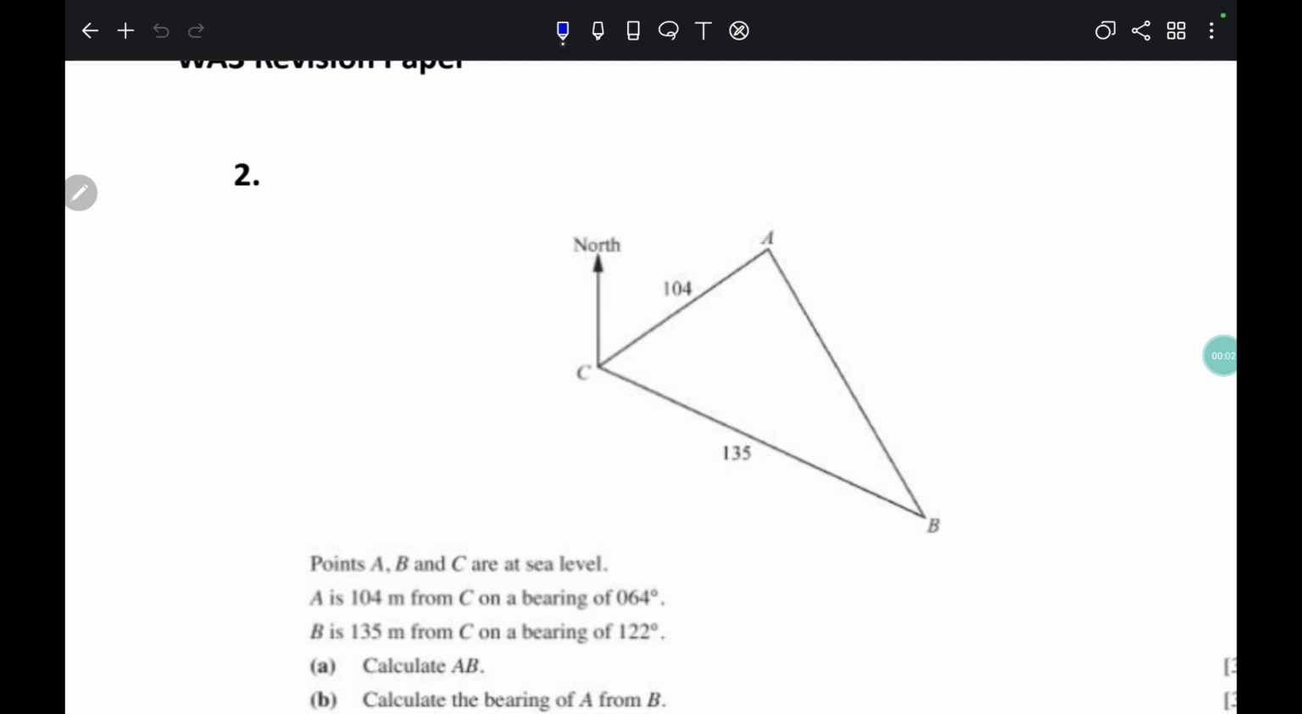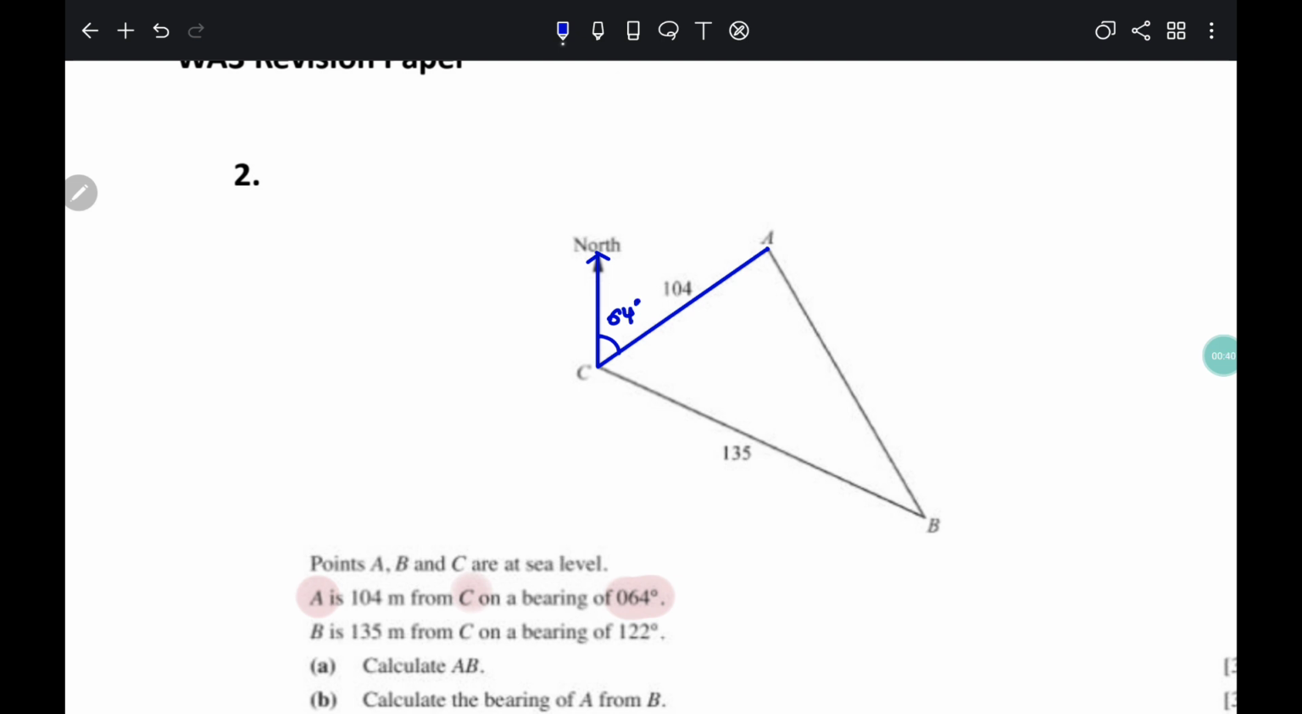Okay, so for question 2, there are a few pieces of information given here. A is 104 meters from C on a bearing of 64. So let's label that A from C. At C I have the north line, and the angle is clockwise. So this is 64.